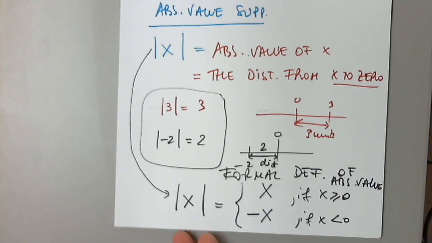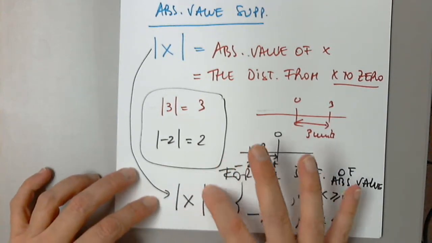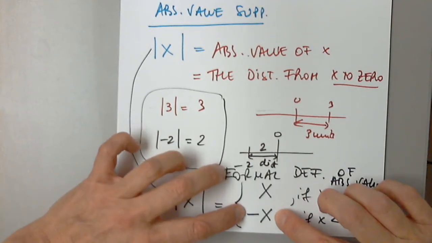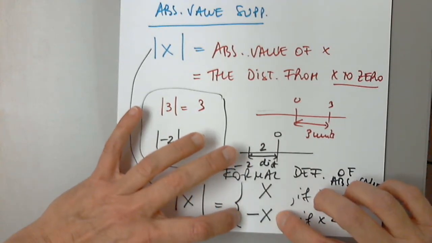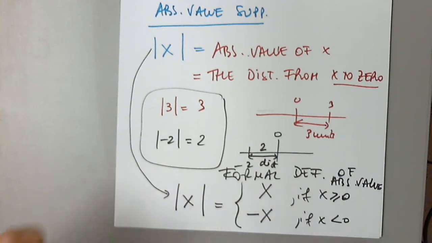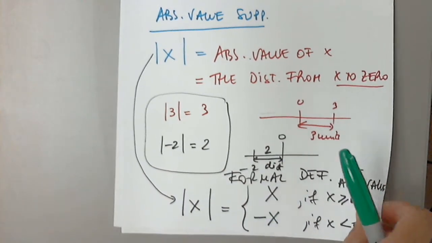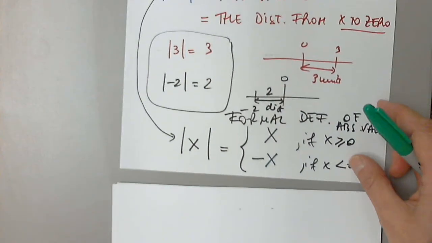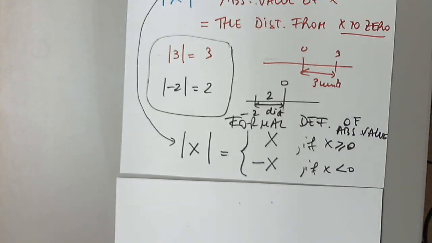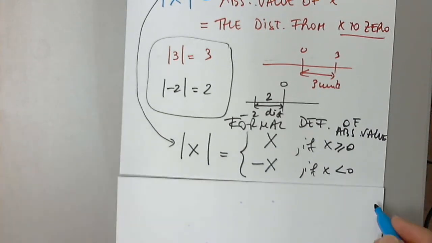If x is a negative number, this expression can be replaced by this expression. This we can work with. This we cannot. Now, remember, this is just a definition. It's very rare that you will get just plain x. So now let's talk about it.